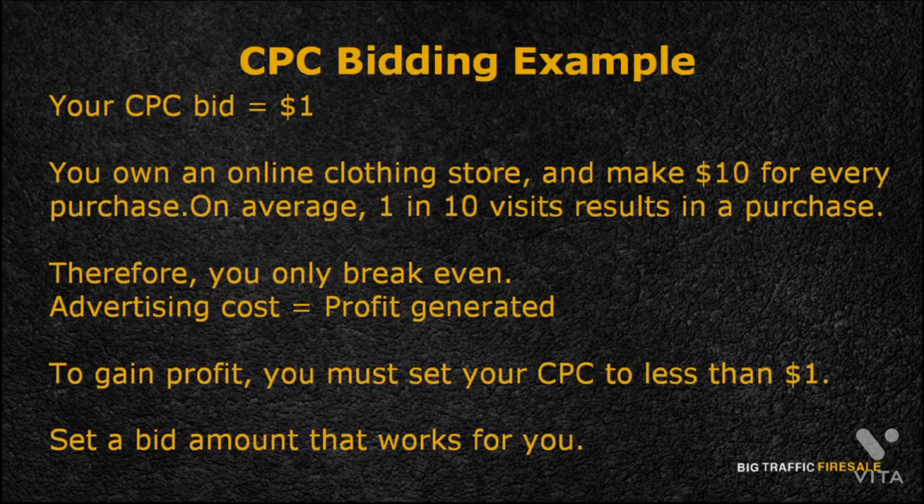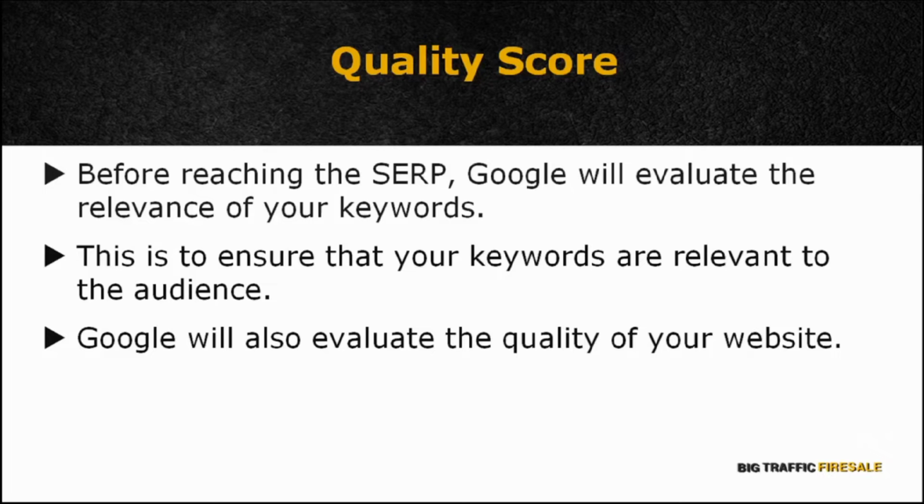As a result, you only break even as your advertising cost is equal to the profit you generate. Therefore, to gain profit, your CPC should cost you less than $1. Hence, choose a bid amount that works for you in the campaign that you're aiming for.